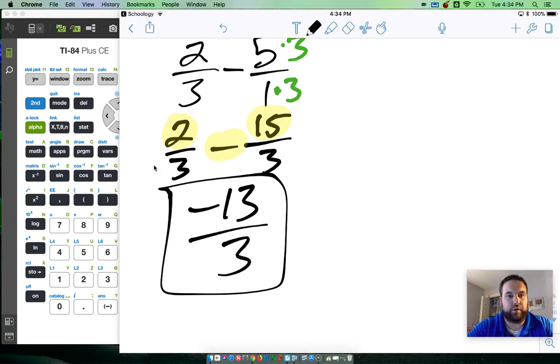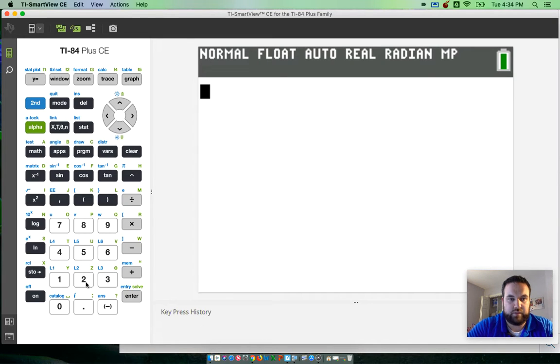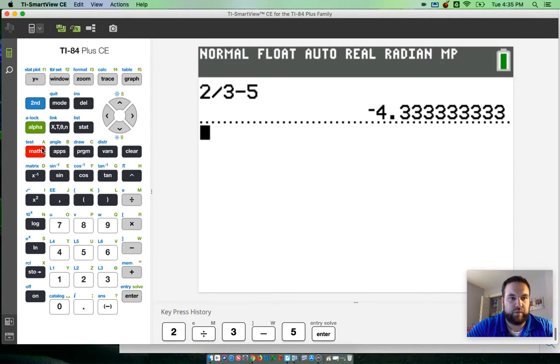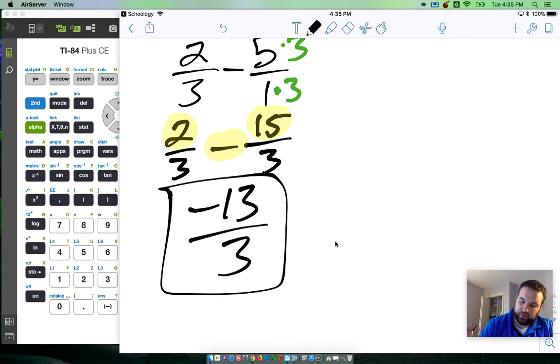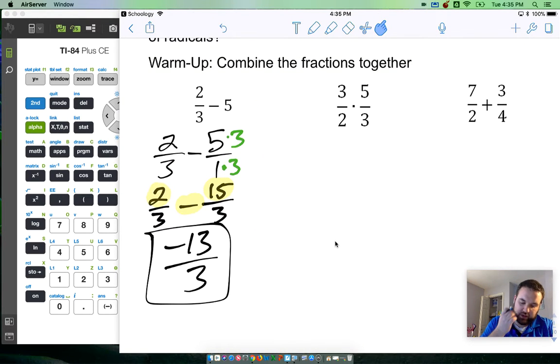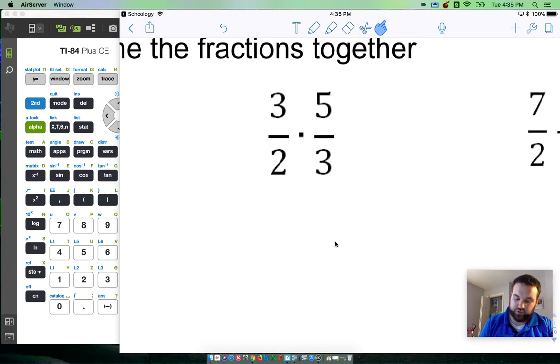On the calculator, you could just type in 2/3 minus 5. And then we know you can do math, enter, to turn a decimal into a fraction as well. So again, I'm just going to do these by hand so we can remember how fractions combine, but at any point in time, just use your calculator to combine these if you're unsure.